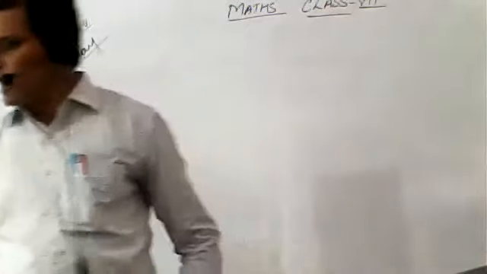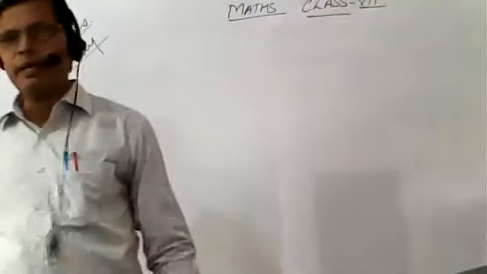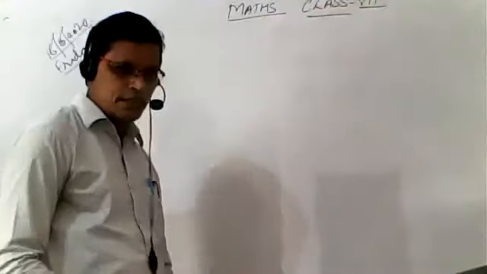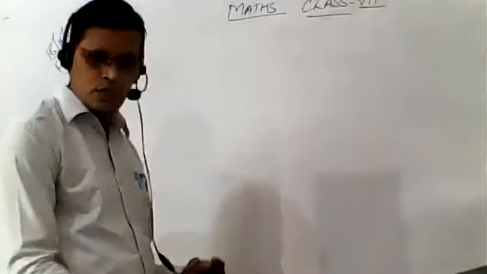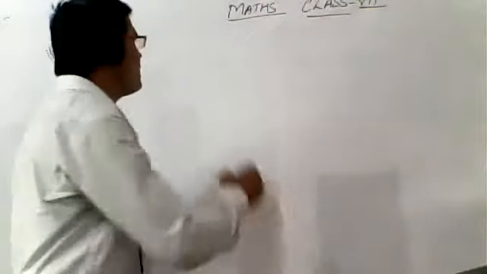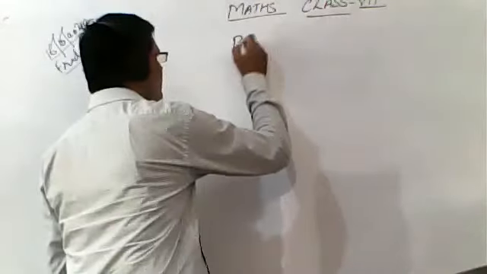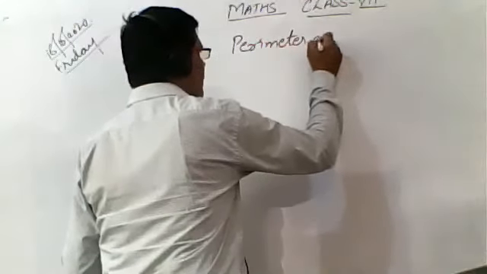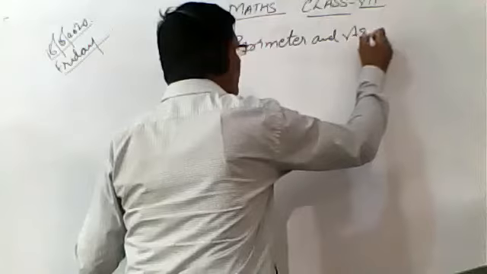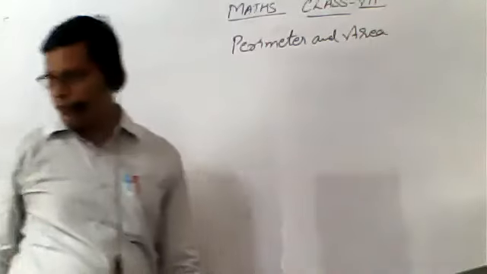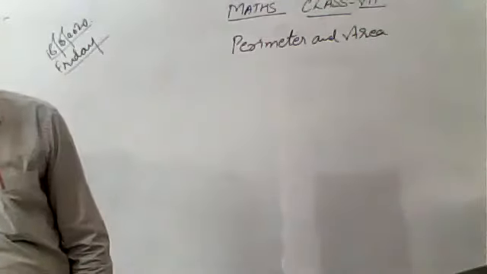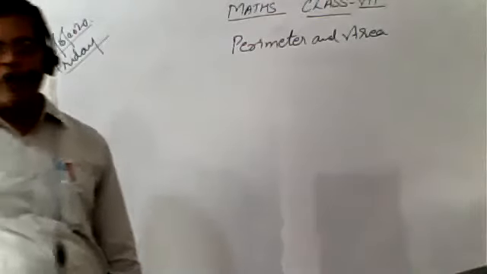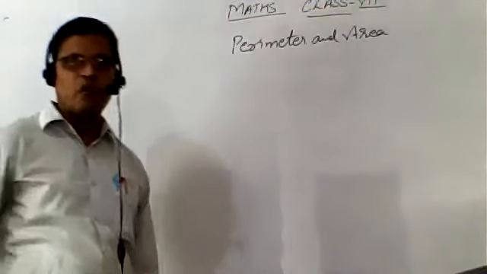So now we start the new chapter, chapter 11, perimeter and area. And this is the chapter related to mensuration. So today we start the chapter perimeter and area, chapter 11, page number 205.